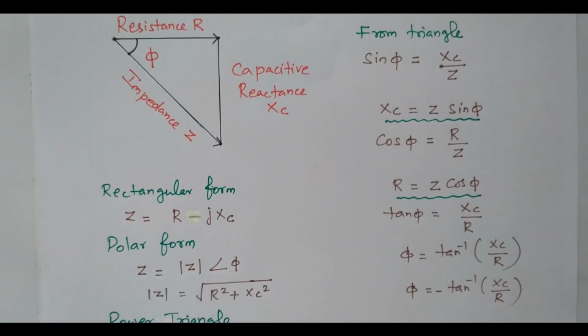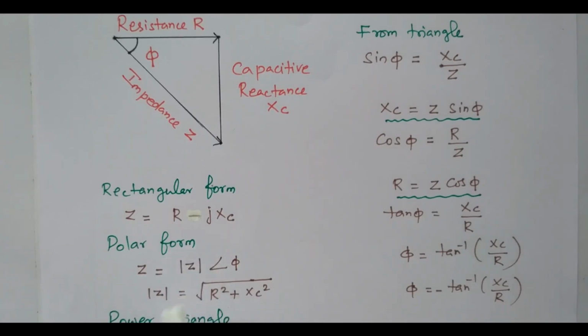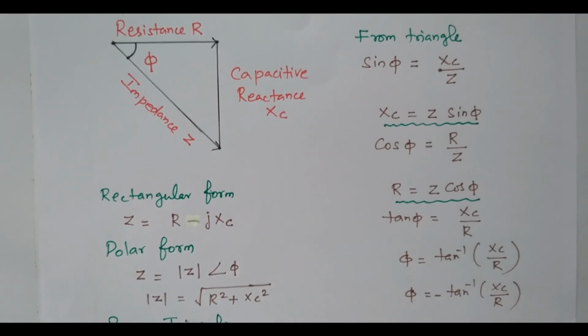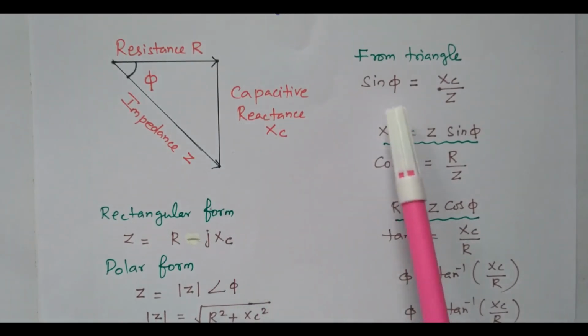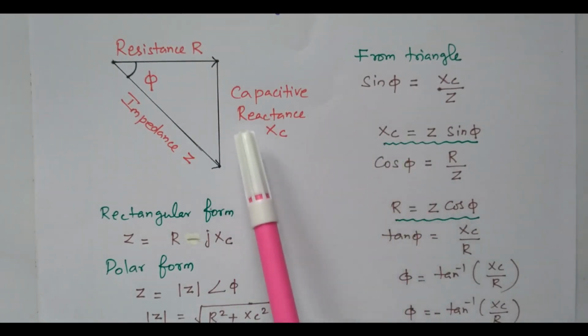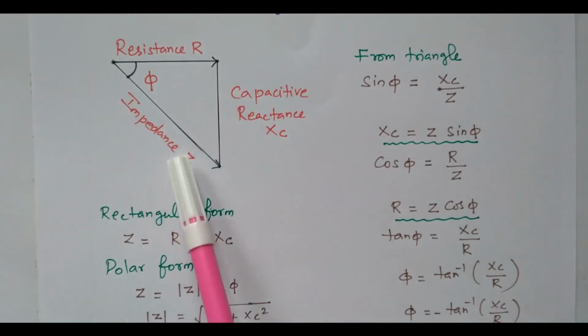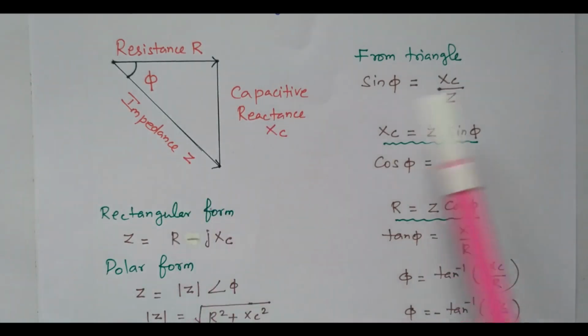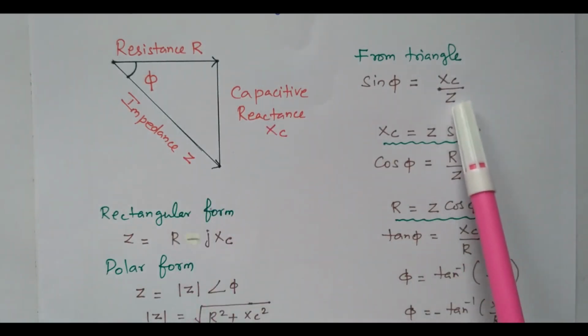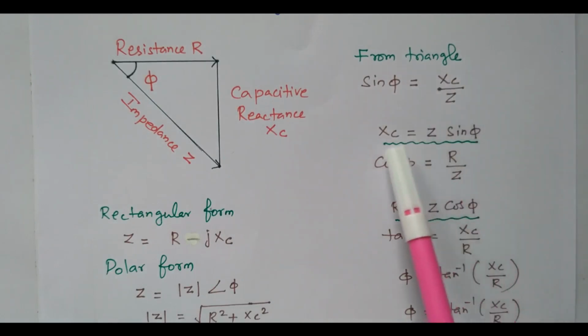It's a polar form. How will you find the modulus of Z? Square root of R square plus Xc square. Then how will you find the phase angle pi? From this triangle we can find sin pi. Sin pi equal to opposite side by hypotenuse, Xc divided by Z. From that, cross multiplying, Xc equal to Z into sin pi.